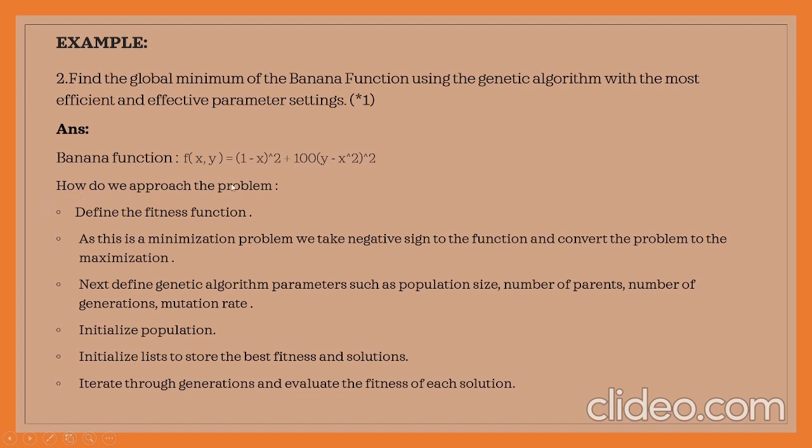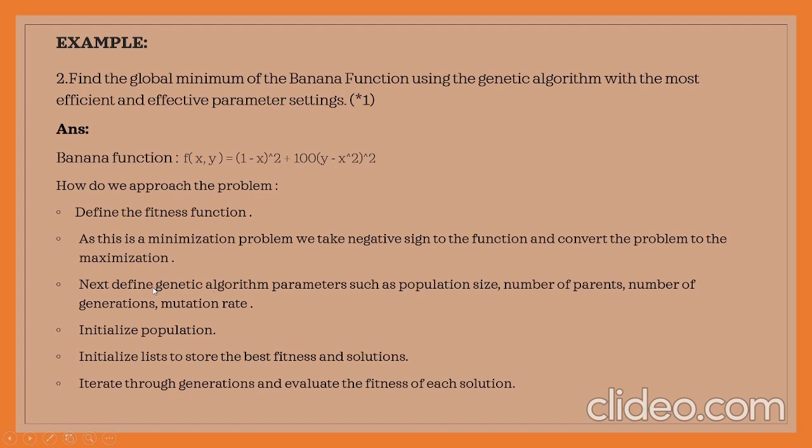How do we approach the problem? Defining the initial fitness function. As we know, the banana function will be the fitness function. As this is a minimization problem, we will take a negative sign to the function and convert the problem to a maximization one.